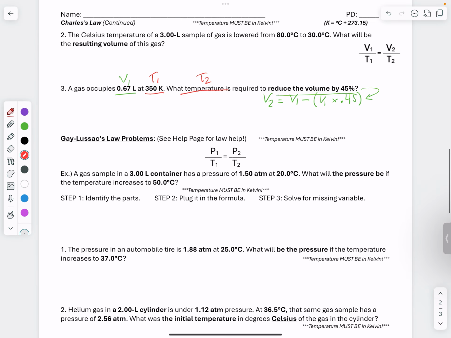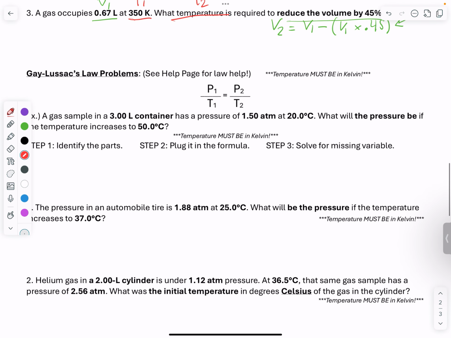All right, so Gay-Lussac's Law. Gay-Lussac's Law, a lot like that one, remember? Same idea. If I'm missing this guy here, I would multiply these two and divide by that. So just kind of keep that in mind. So let's see what we got here. We got some pressure stuff. We got 1.5 atmospheres. And what will the pressure be? We've got temperature here, we got temperature here. Do not worry about the volume of the container. It's a rigid container, right? That's what Gay-Lussac's law is.